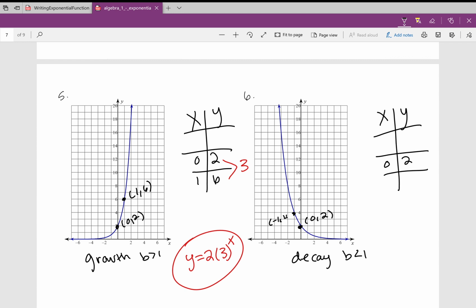Remember, we're trying to find the ones that are closest to our y-intercept. Notice I'm not going all the way to the top and telling you another point, for example, -3, 18. I'm trying to find the point closest to the y-intercept. So then I have -1, oops, has to go on top because it's the decay, -1, 4.